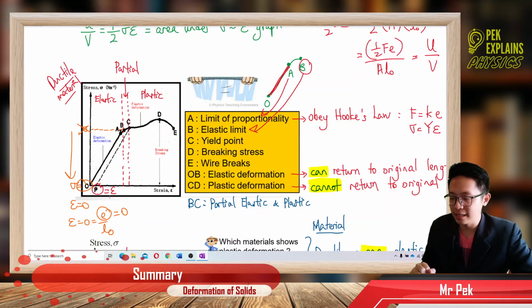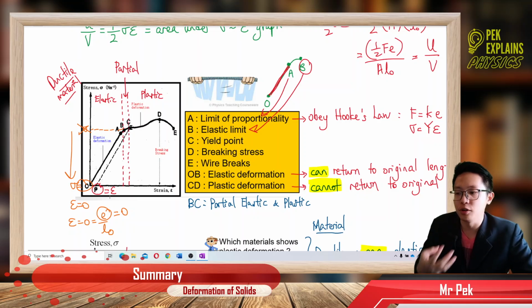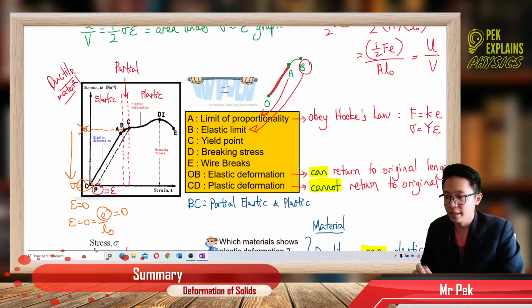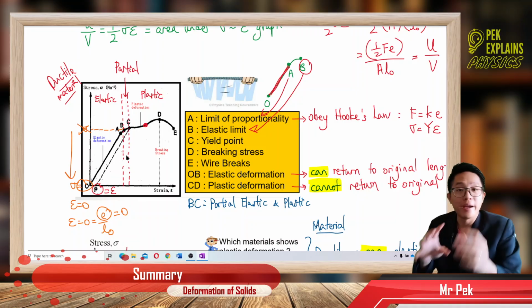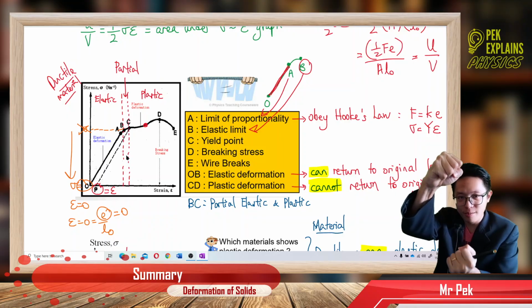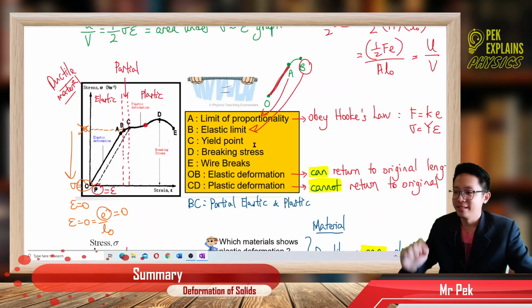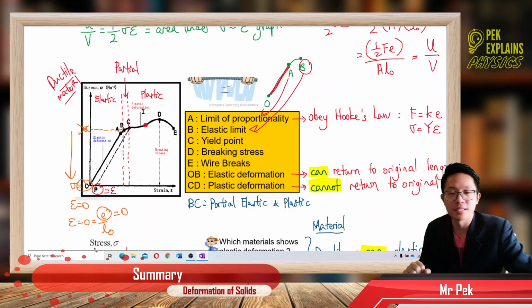Between the elastic limit and the yield point is the partial elastic and partial plastic deformation. But if you pull some more, after the yield point, your stress increases some more. What happens if you increase the stress until this point here and release the stress back to 0? The wire, if you pull some more above the yield point, will show entirely plastic deformation.